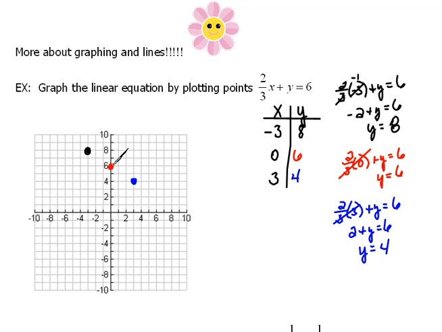Now, these 3 points are collinear, meaning they lie along the same line. So when I draw the line here, I am pretty much assured that I've not made any mathematical errors, and this is what the graph of 2/3 x plus y equals 6 actually looks like.